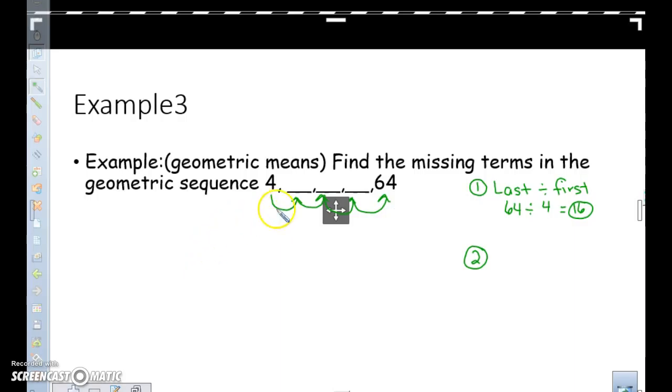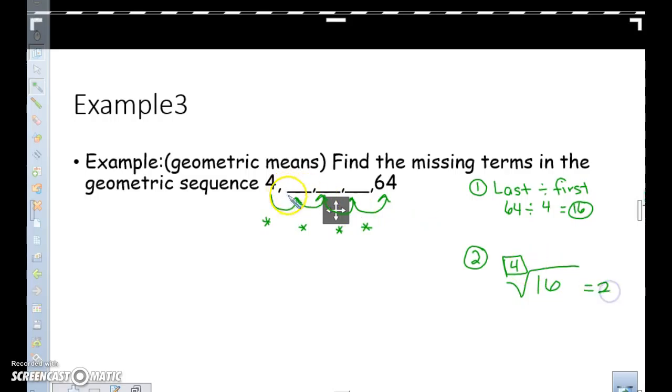It's not divided by 4 because we have to multiply multiple times. The 4th root of 16. What number times itself 4 times gives you 16? No, not 4. 2. 2 times 2, that's 4. Times 2 more, 8. Times 2, 16. So this is equal to 2.